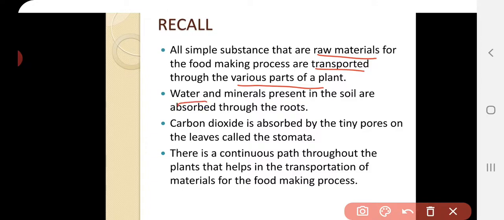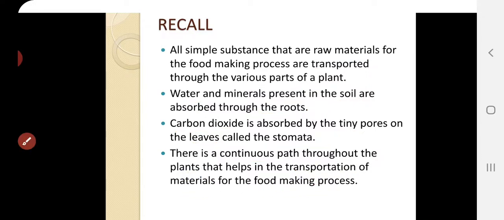Water and minerals present in the soil are absorbed by the root. So the absorbing process is done by the root, and carbon dioxide is absorbed by the tiny pores on the leaf, called stomata. There is a continuous path throughout the plant which helps in the transportation of materials for the food making process.